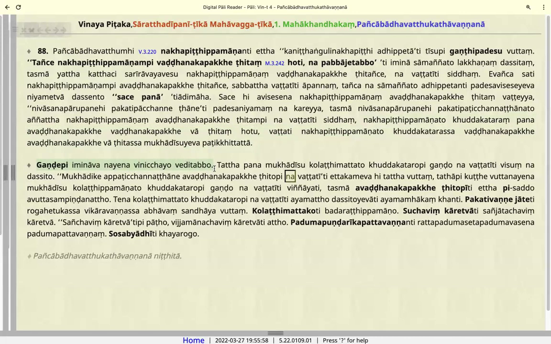Concerning the Ganta Bhuang. At the moment also, we should know or we should make the decision in this way.